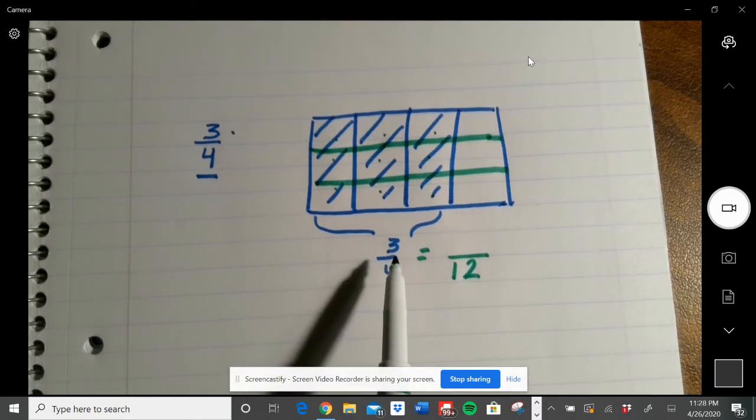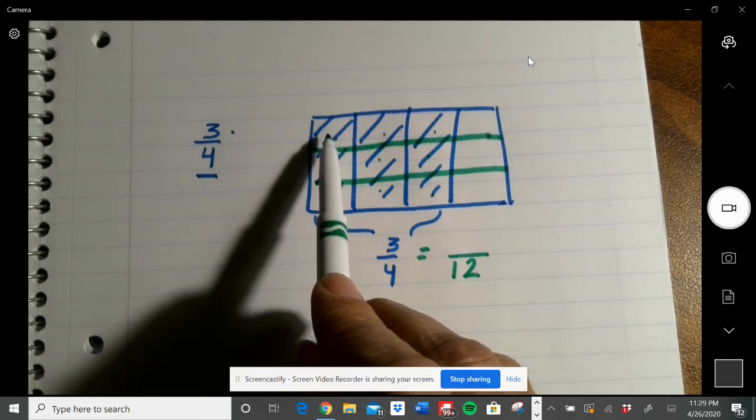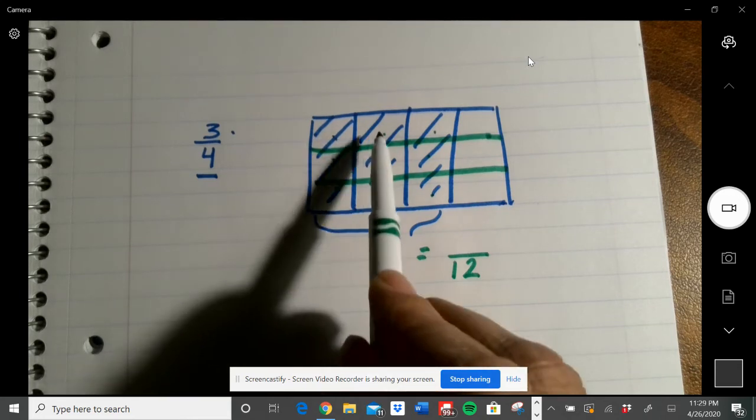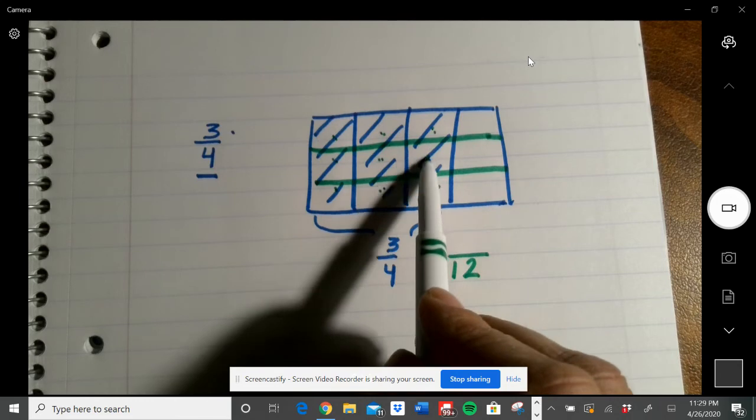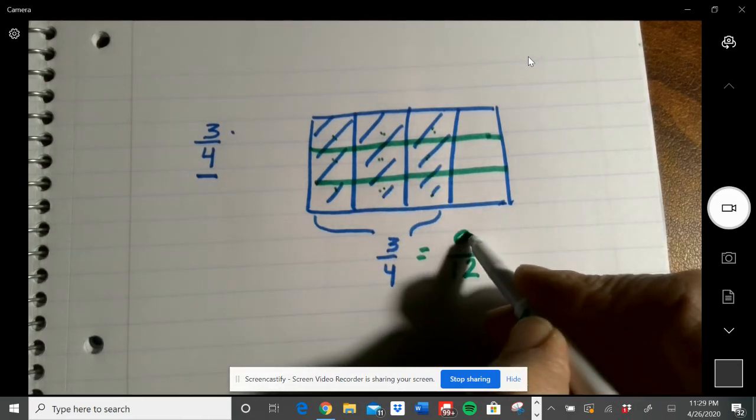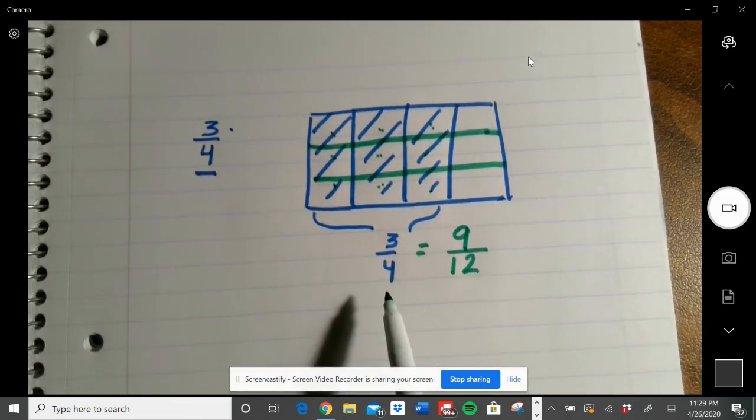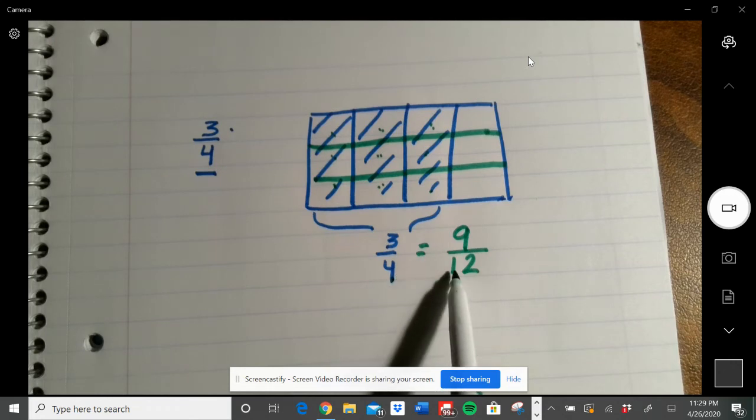And instead of having 3 pieces, now if I look at the colored pieces, I have 1, 2, 3, 4, 5, 6, 7, 8, 9. 9 out of those 12 pieces are colored. So this time I can see that 3/4 is equivalent to 9/12.